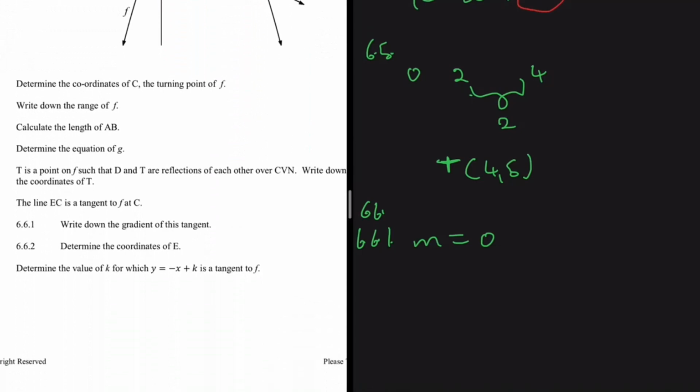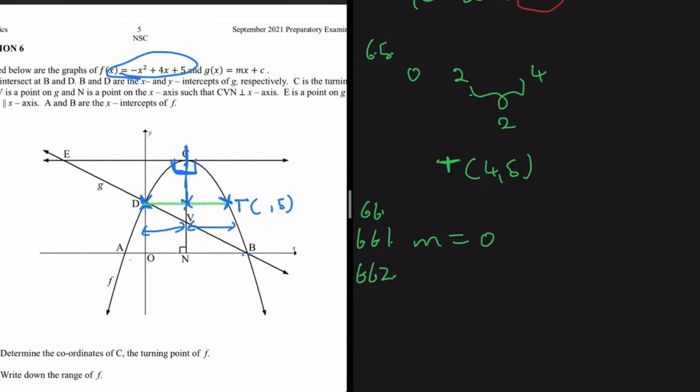let's determine the coordinates of E. So 6.6.2, we want the coordinates of E. So E is here, right? E is where g and the tangent intersect, right? So let's find the equation of that line EC. The equation of that line EC will be y equals mx plus c. We know fully well that the gradient is 0, so this part here falls away, and we're just left with y equals c.